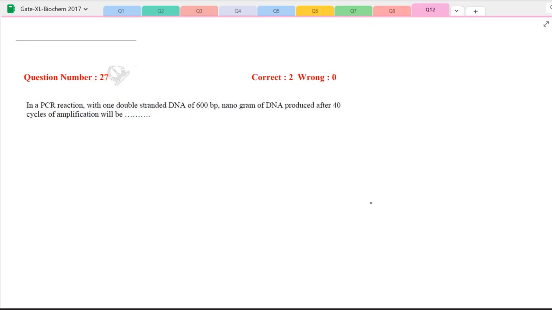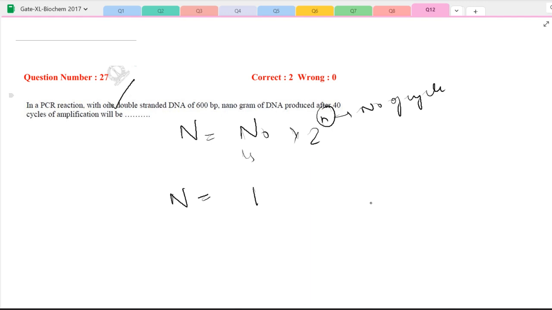In a PCR reaction with one double-stranded DNA of 600 base pairs, the nanogram of DNA produced after 40 cycles of amplification will be what? Here the calculation can get a bit messy, however let's solve. For a PCR reaction, the formula is N, the number of DNA molecules produced after so many cycles, equal to N0, the initial number of DNA molecules that you add for the reaction, times 2^n, where n is the number of cycles, which is 40 here, right? N0 is equal to 1, since we start with only one double-stranded DNA. So 1 × 2^40 DNA molecules are produced, right?